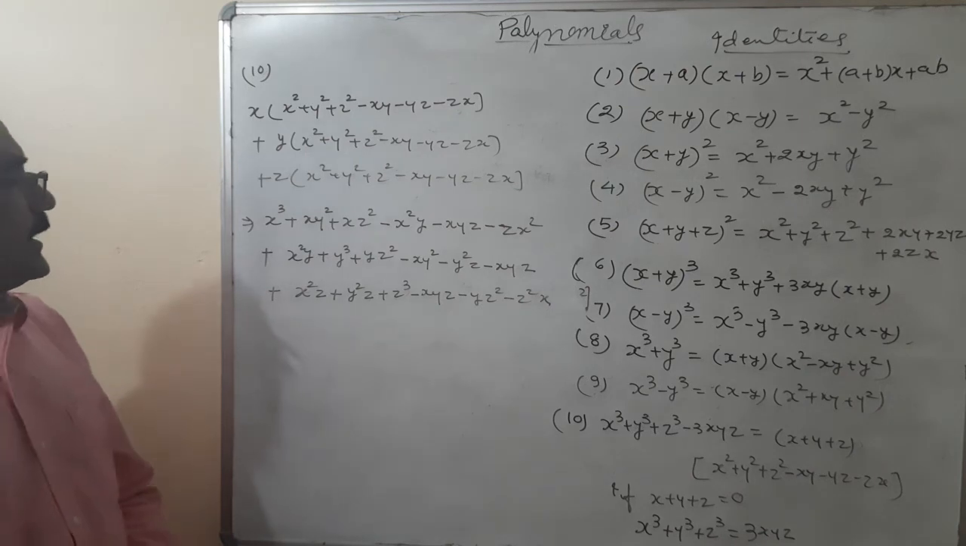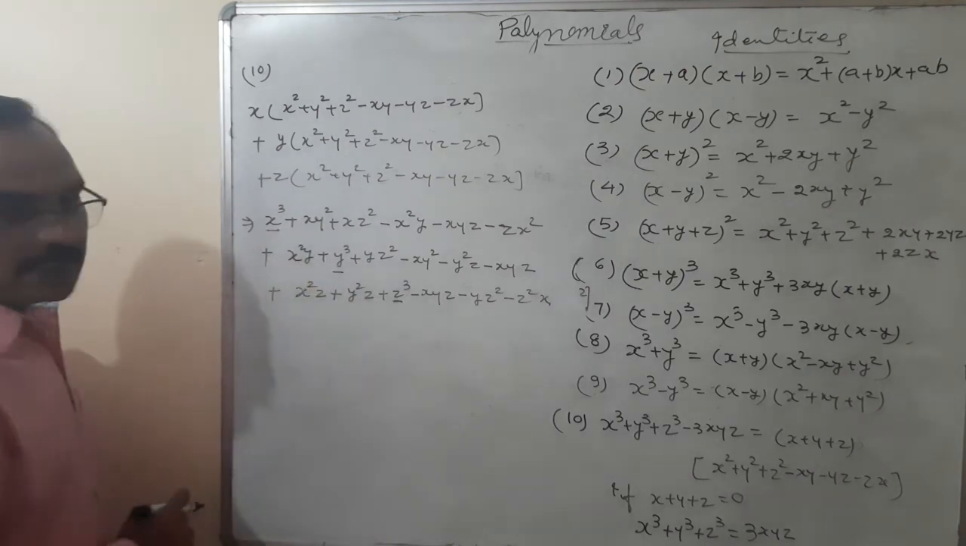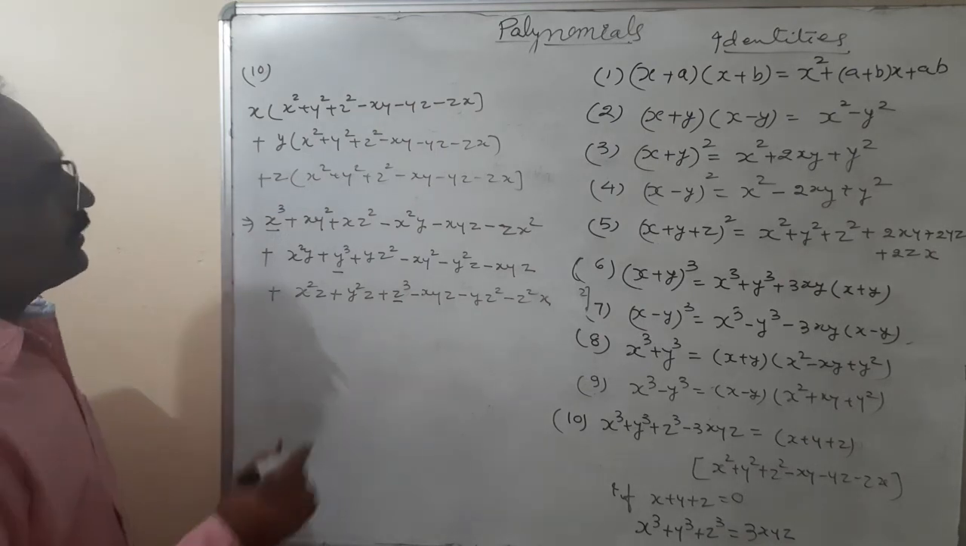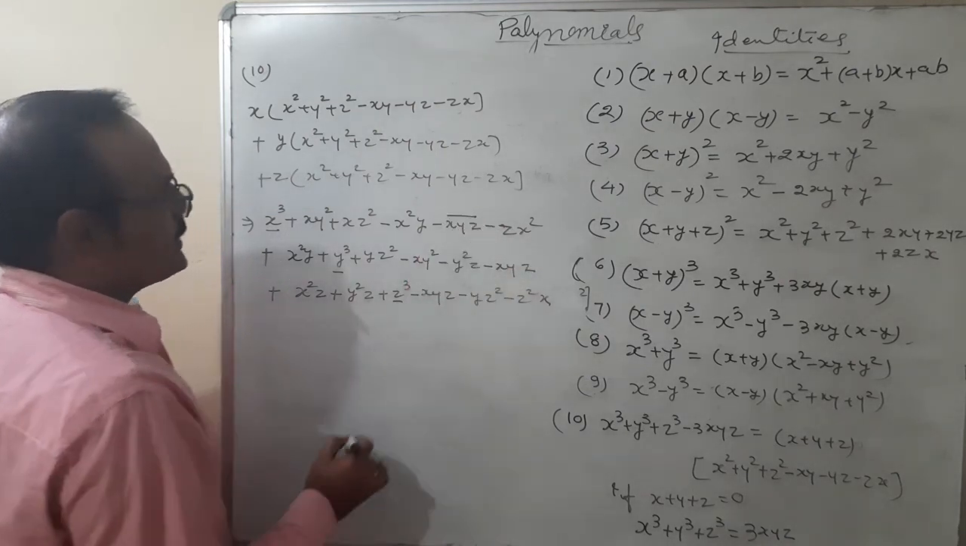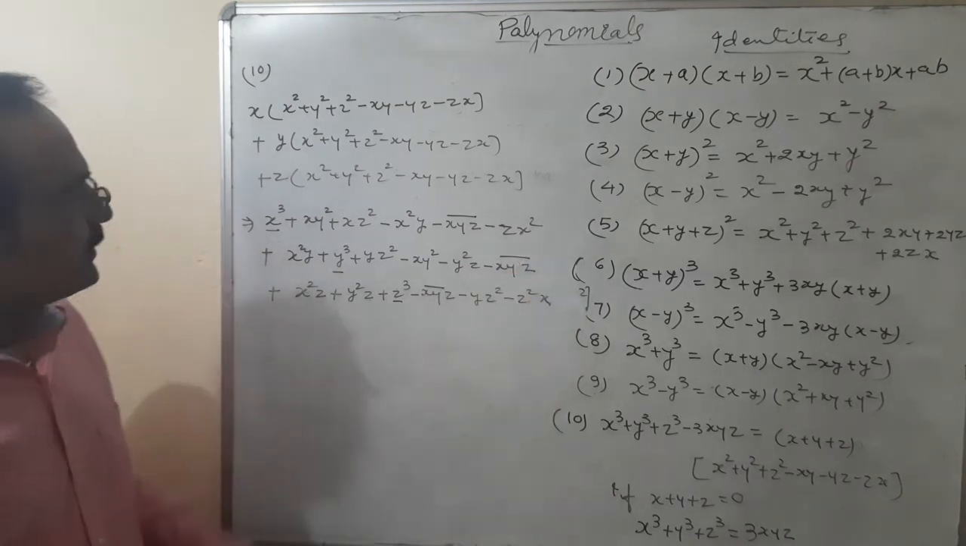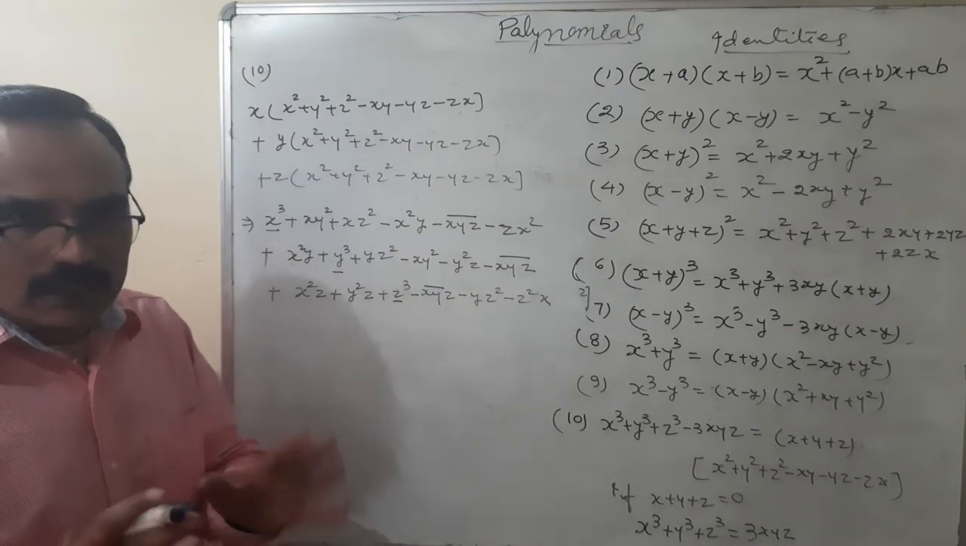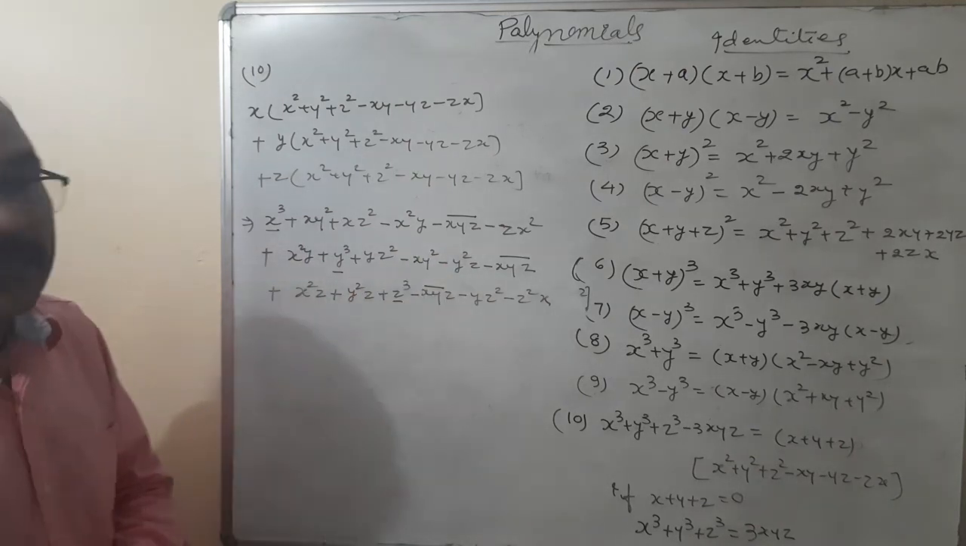And friends, you will see that x cube plus y cube plus z cube, these are the three terms. And one more thing, minus xyz, minus xyz, and this is minus xyz. X cube plus y cube plus z cube minus 3xyz is left. Other terms you can see will be cancelled.